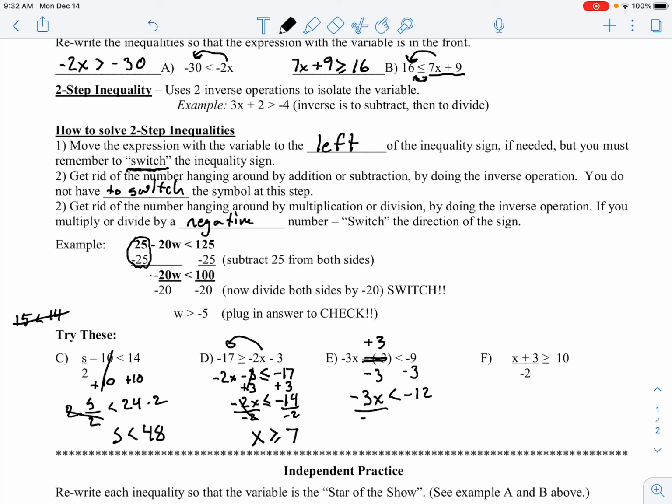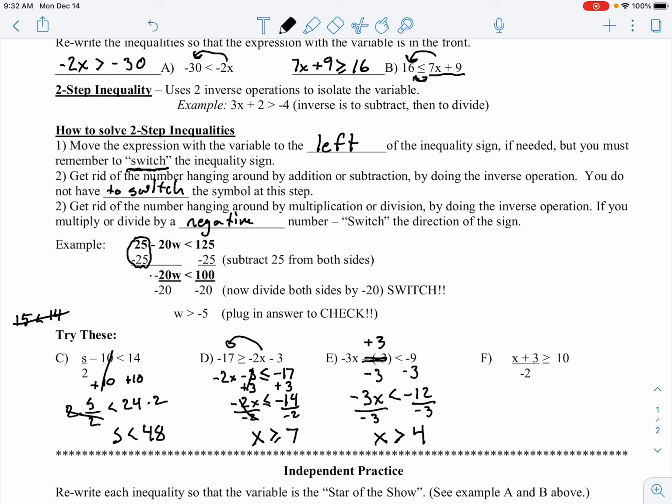And once again, it's just a one-stepper. I got to divide by this number here. And x, since I divided by a negative to solve this, we have to flip our inequality sign around. And negative 12 divided by negative 3 is a positive 4.